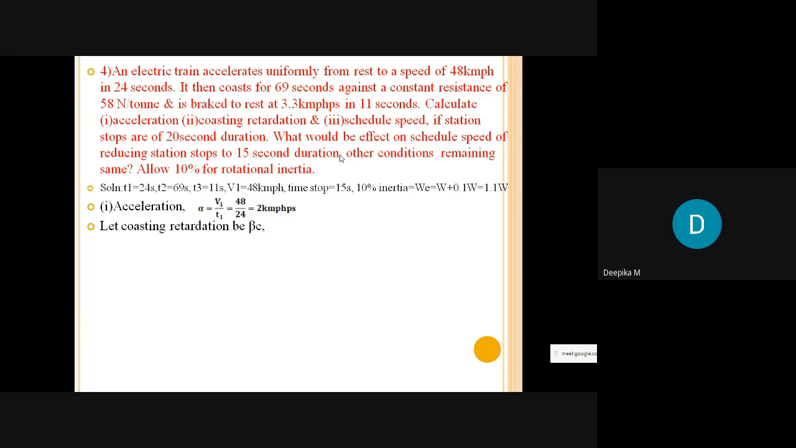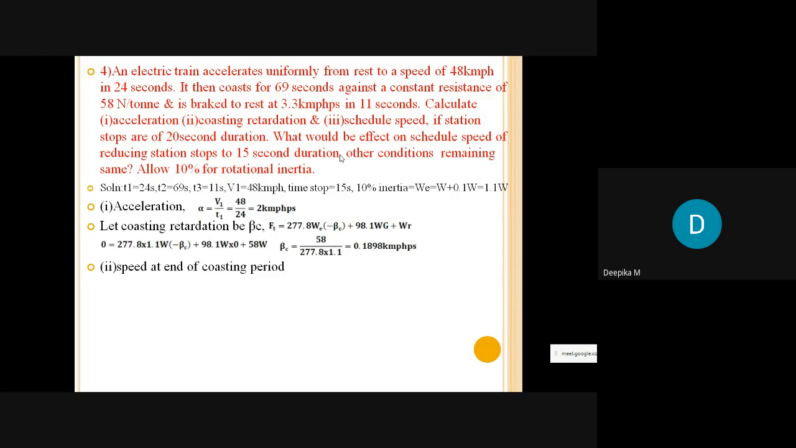Let coasting retardation be beta C. So again, we have this formula, Ft equals 277 WE. Instead of alpha, I'll be replacing by minus beta C, and 98.1 Wg plus Wr. As I told you, during coasting period, tractive effect will be 0. So let us substitute, and hence you can calculate beta C. Upon rearranging, W will be cancelled out, and beta C will be 0.1898 kilometer per hour per second.